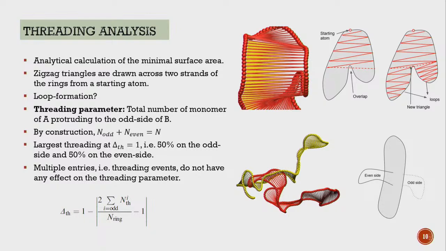But this even odd is just a name we have given. You can also give it plus minus or whatever. So basically, if the ring is completely penetrated, then we can say 50% is on the even side and 50% on the odd side, which means a perfect penetration has happened, so it is a perfectly threaded ring system. And if more of it is on one side, it is a much more weakly threaded system. We devised a threading parameter which does just that. It counts how many of these monomers are on the even side or on the odd side.